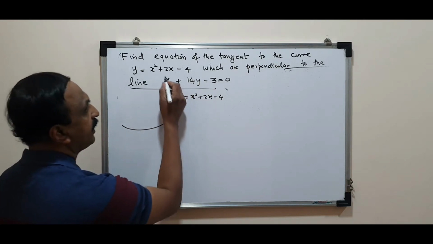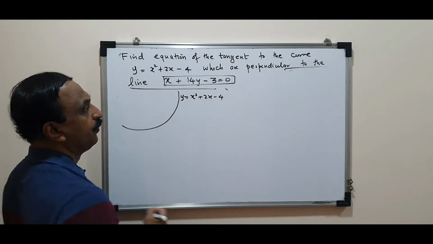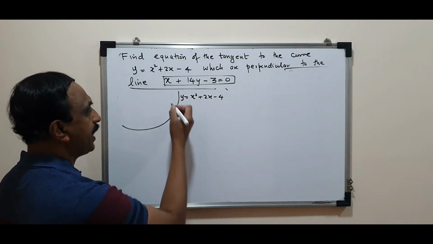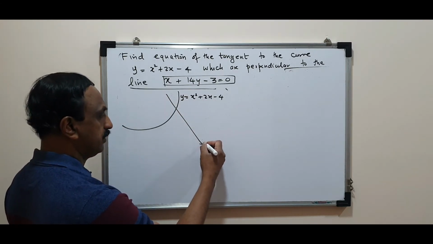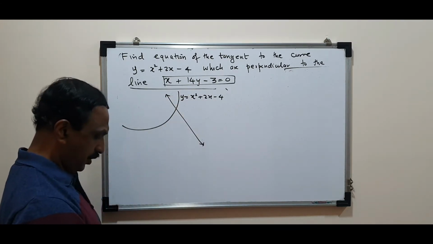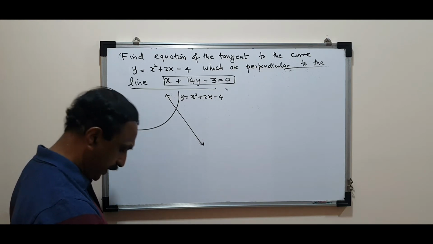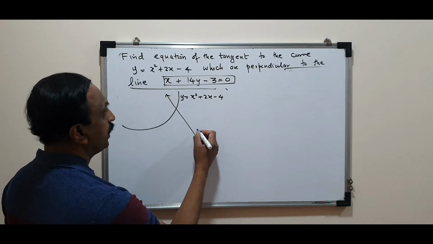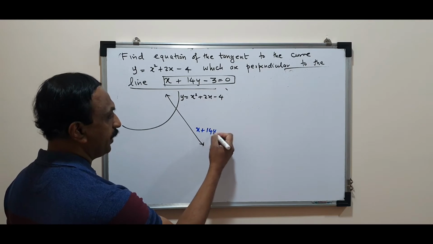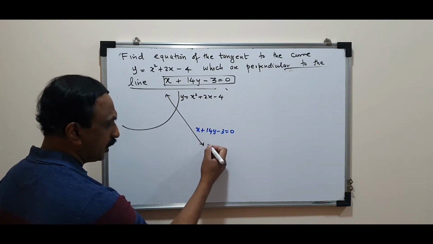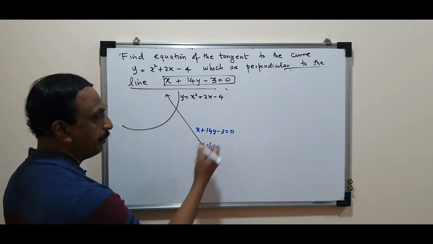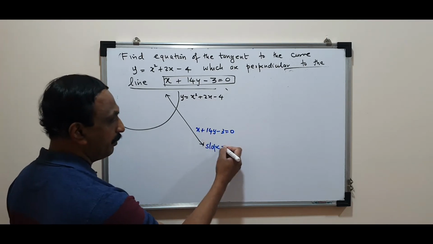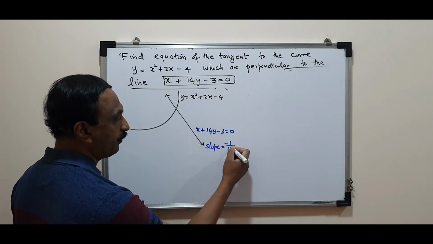Instead, a line is given which is perpendicular to the tangent. Imagine the line is something like this. Let's say this is the line whose equation is x plus 14y minus 3 equal to 0. The slope of this will be minus a by b, minus 1 upon 14.